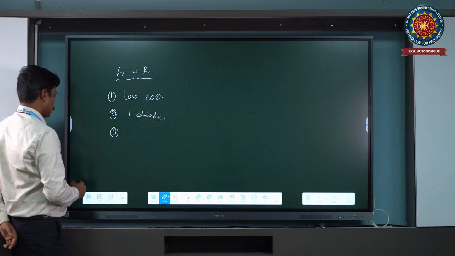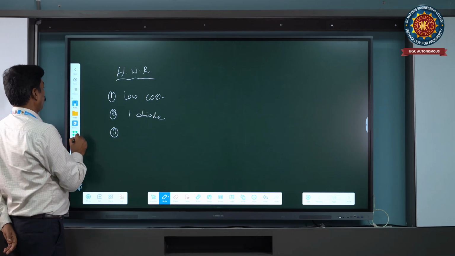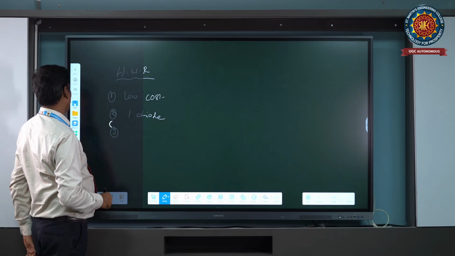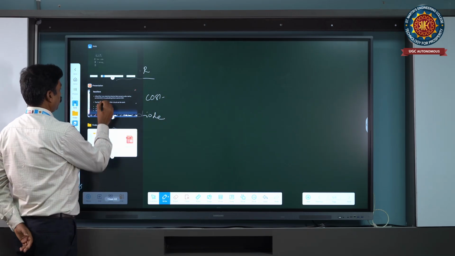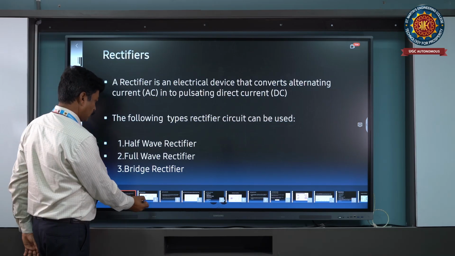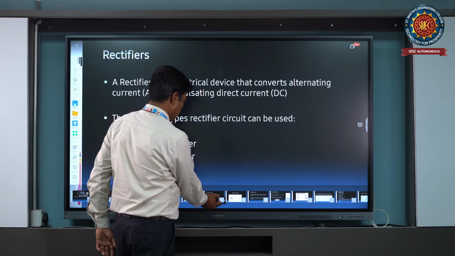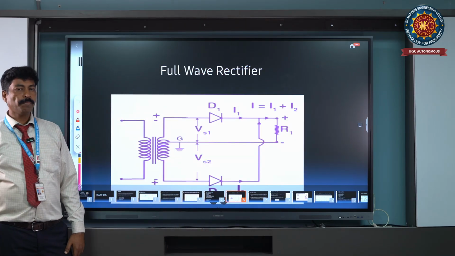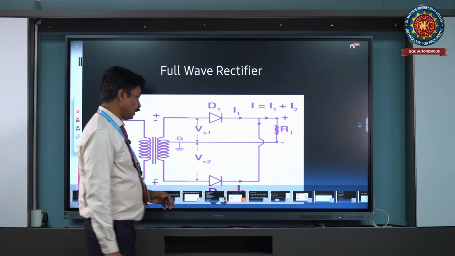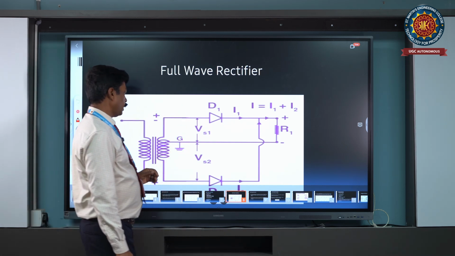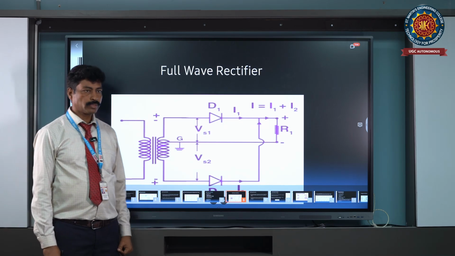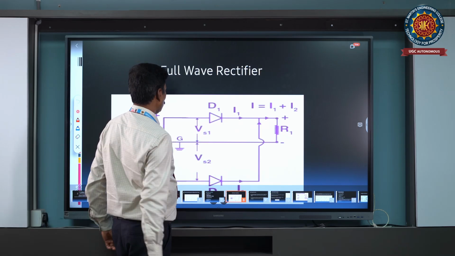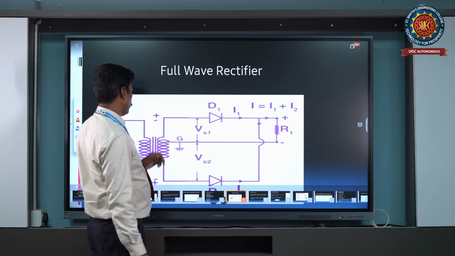That is the simple construction of the half-wave rectifier, and I will go to another one, the full-wave rectifier. The full-wave rectifier circuit is very important. In this circuit diagram, the full-wave rectifier uses two diodes, diode 1 and diode 2.